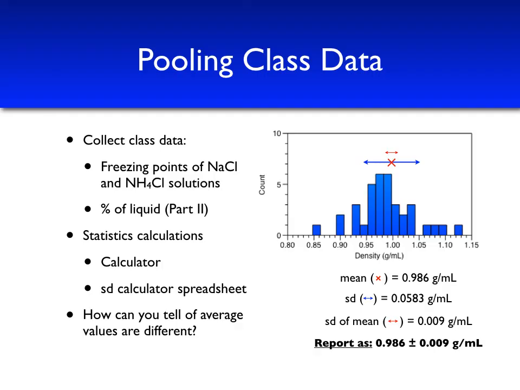When comparing two values, along with the standard deviation of the mean, you can tell that they're significantly different if those values, along with the range created by the standard deviation of the mean, do not overlap. If they don't overlap, you can say that those numbers are significantly different. However, if they do overlap, you cannot say with certainty whether the averages are significantly different.